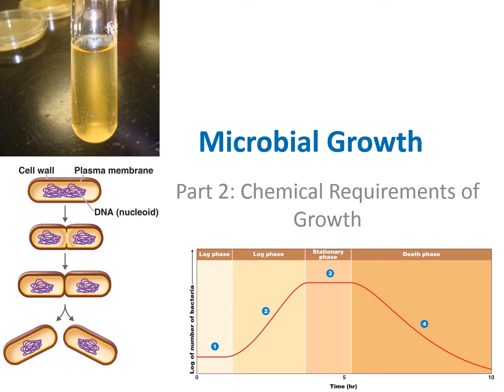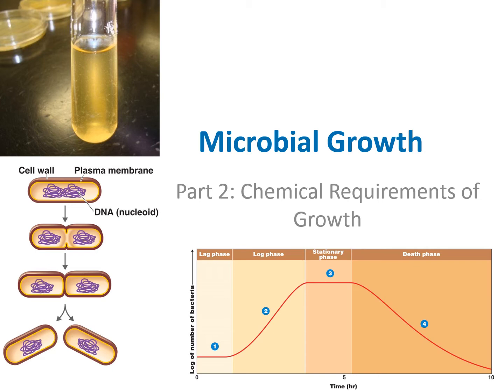Living organisms are made up of a number of chemical elements. You're probably familiar with the top five. You have carbon, hydrogen, oxygen, nitrogen, sulfur, and phosphorus. But you're probably also aware that those aren't the only elements.